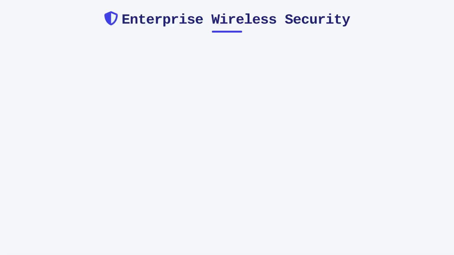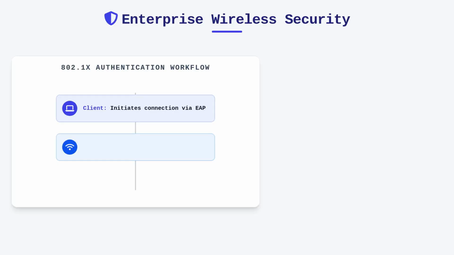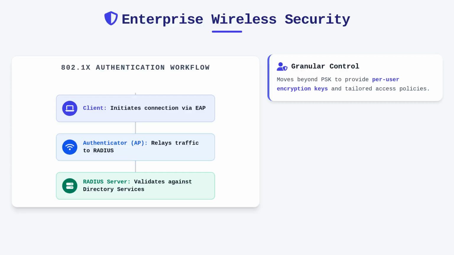Enterprise-grade deployments move beyond simple passwords by leveraging 802.1X and the Extensible Authentication Protocol to integrate wireless access with backend directory services. When a client attempts to connect, the access point acts as an authenticator, relaying the traffic to a RADIUS server that validates credentials against a central database. This implementation allows network administrators to assign unique, per-user encryption keys and enforce granular access policies that differ from what a simple PSK model could provide.